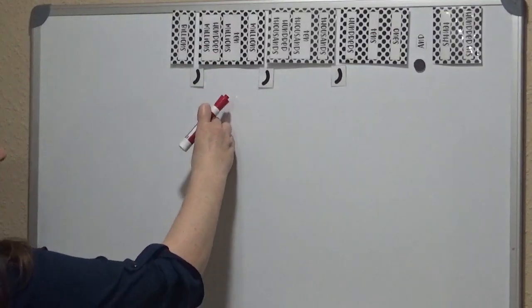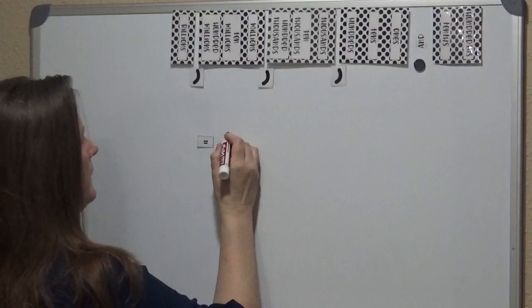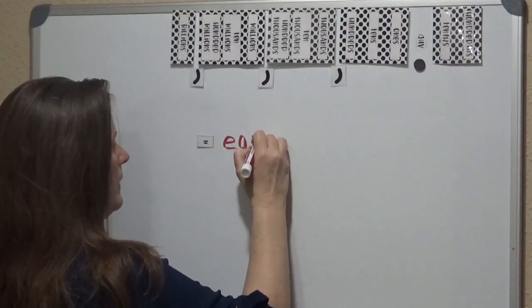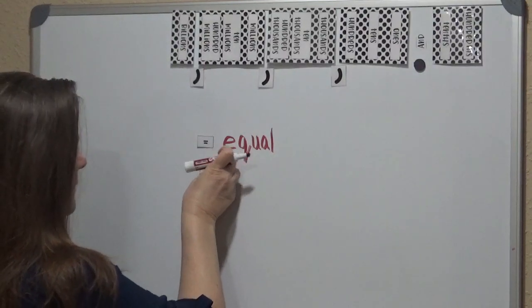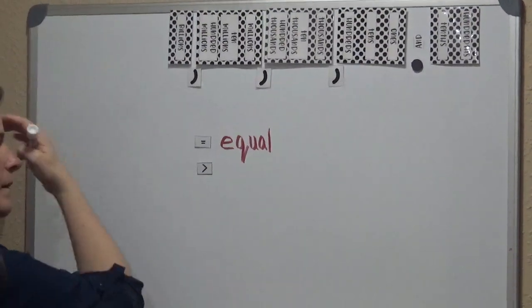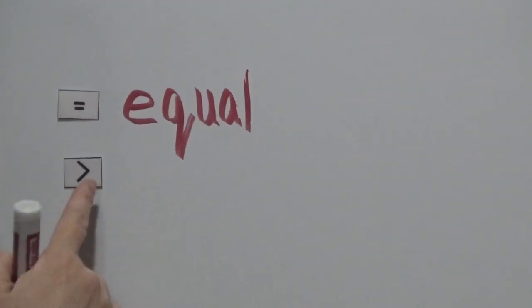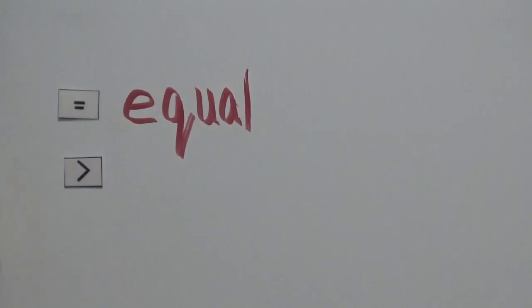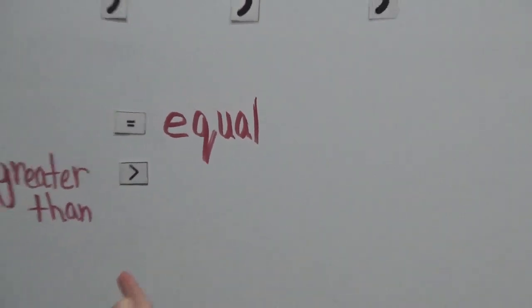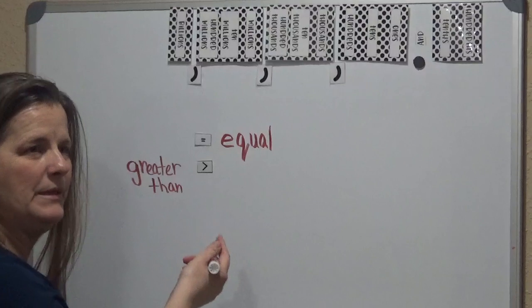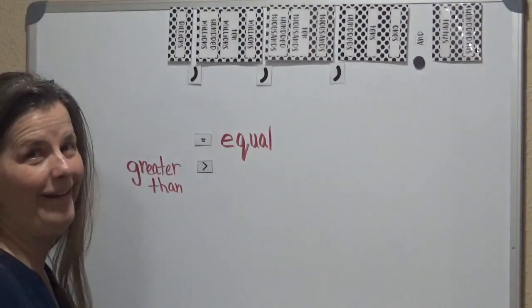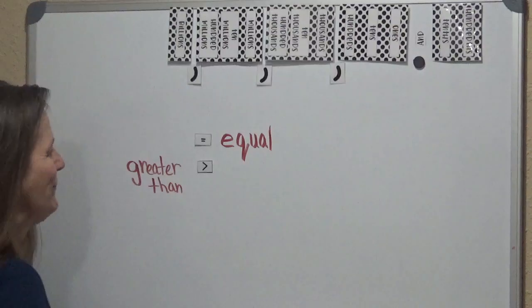When you see a symbol like this, that means equal. When you see a symbol like this, when it's going this direction, it means that it's greater than. Meaning, the Pac-Man is eating the larger number. Pac-Man wants to eat the larger number, or the larger piece of cake, or the larger piece of pizza, and hey, I'm all about the pizza or the cookies, you know.